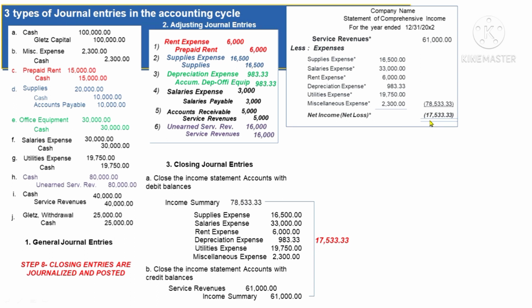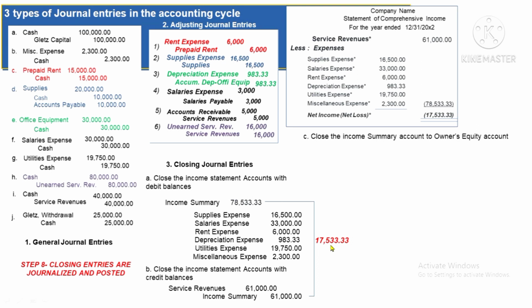So if we analyze, the first and the second closing entries just summarize the expenses and the revenues in one amount, which is the net income or the net loss of the company. And that net income or net loss of the company can be seen on the balance of the income summary account. The third closing entry is the closing of the income summary account balance to the capital account of the company. So in our illustrative example, we have again a debit of 17,533.33 in the income summary.